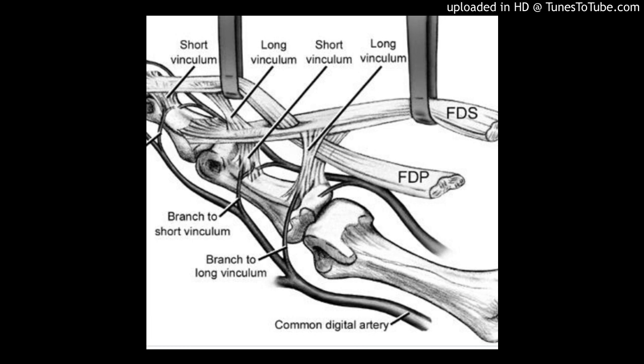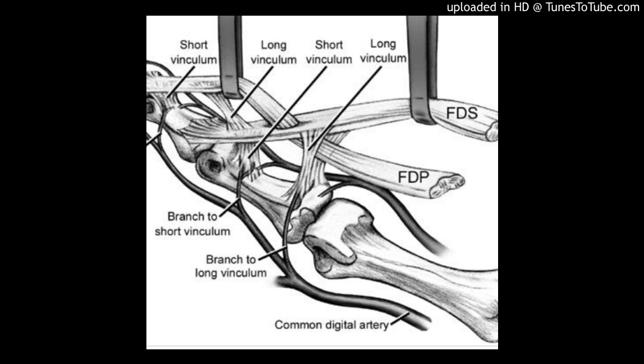FDS is volar to FDP and divides to allow FDP to pass through it. And this split is called Camper's chiasm. The split FDS inserts at the proximal volar surface of the middle phalanx. FDS is supplied by the median nerve and acts in the flexion of the proximal interphalangeal joint in the index, long, ring, and the small fingers.